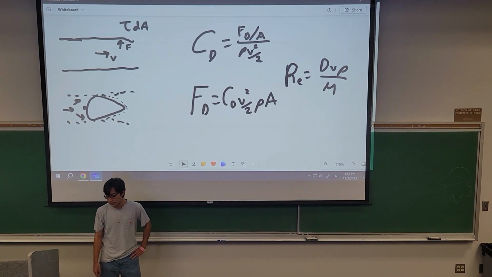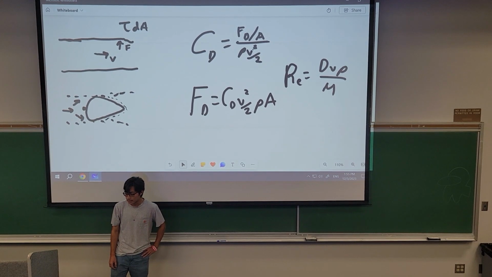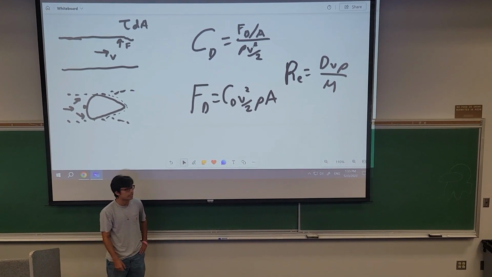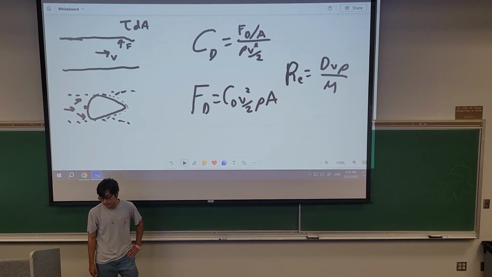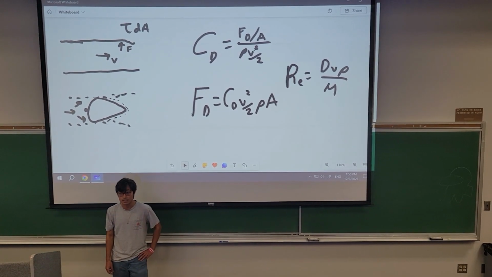The Reynolds number for a given solid within an immersed fluid can also be given as the product of the diameter, velocity, and density, all over the viscosity.